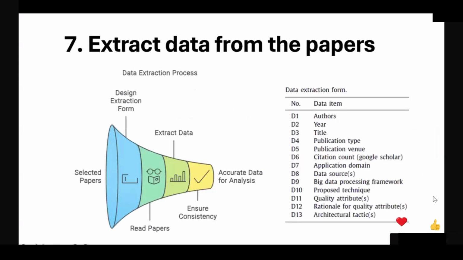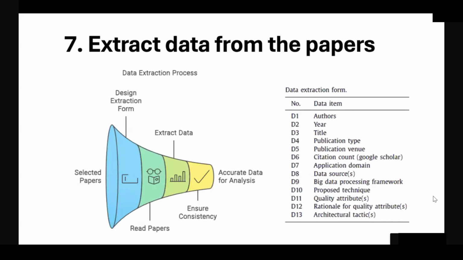Step number 7 is extraction of data from the papers. So I have collected these 74 papers, and now I need to extract relevant data against my research questions from these papers. How this process works: you have the papers. The most important thing here is to design a data extraction form so that you can be clear in your head what exactly you are going to extract from these papers.